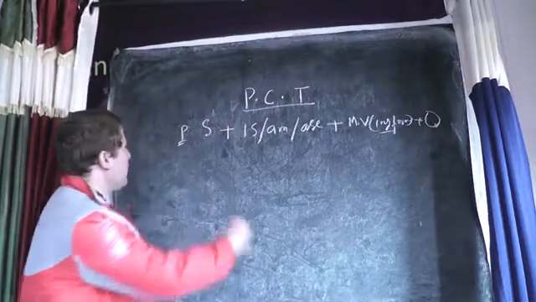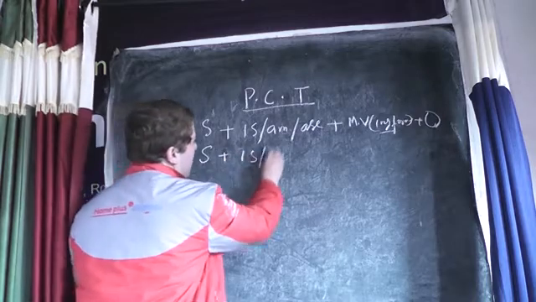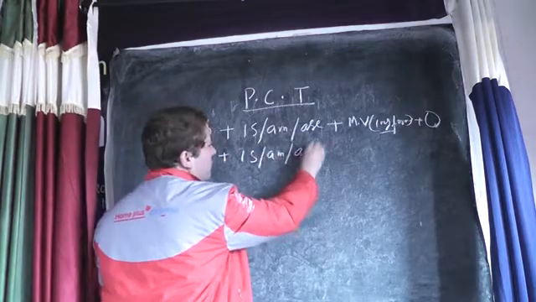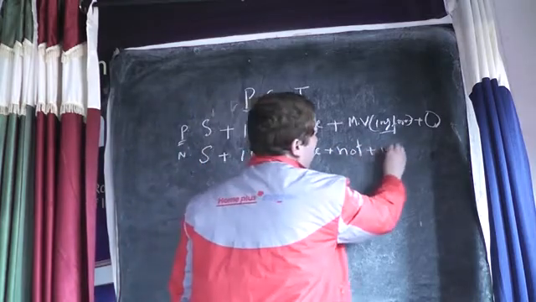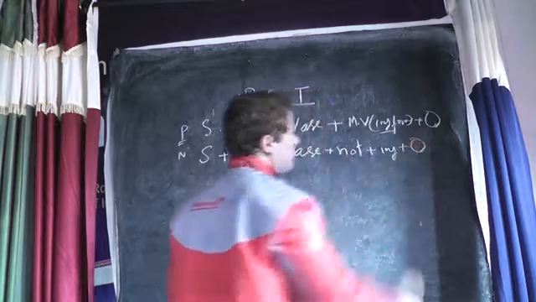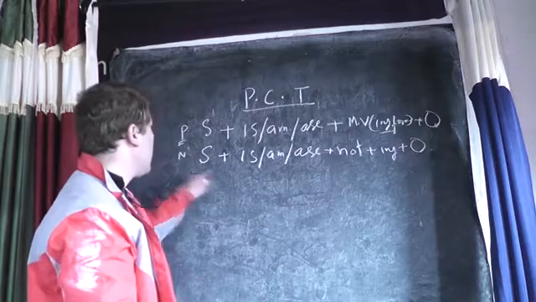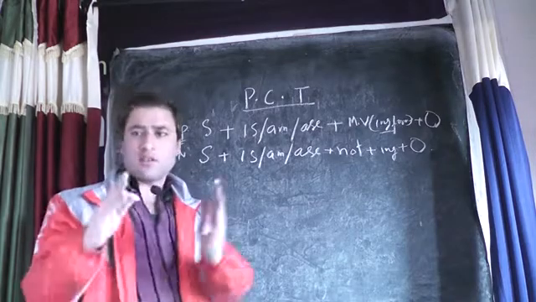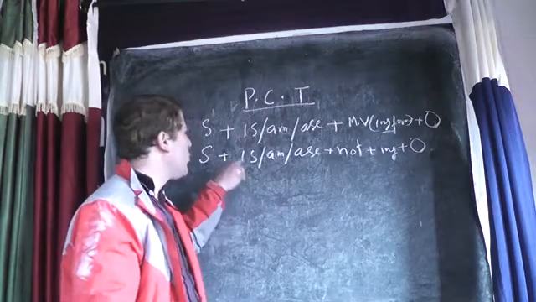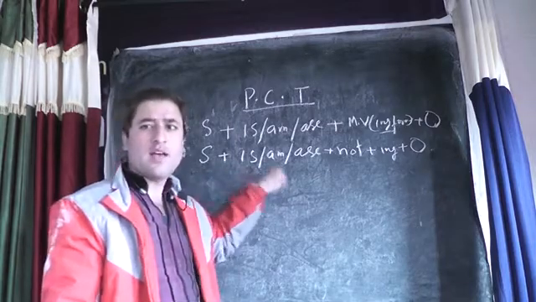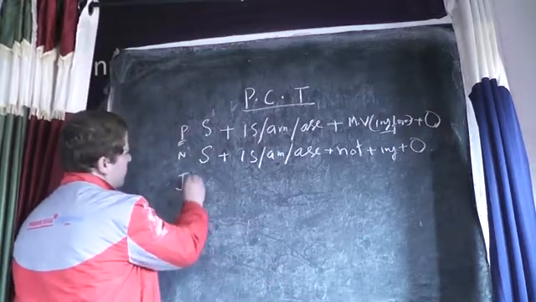Then for the negative one, it can be subject, then is, am, are, then not, and then ing form, main verb, and then object. Here you have the punctuation mark, that's full stop. Now for the interrogative sentence, that is the third category of sentences. In interrogative sentences, we take out helping verb.